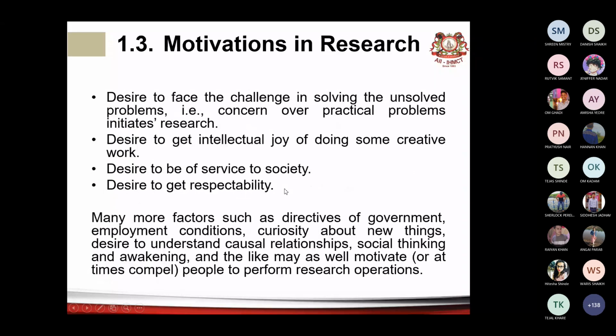Many more factors, such as directives of governments, a compulsion. If you're at a certain position, you will have to do research. Start working on it. That can be a reason. Employment condition. Say if you want a principal's post, you will have to. I'm giving you easy examples. Okay, I have to keep my job going, I better do a doctorate because I want my principal's position. Curiosity about new things. I gave you the example of Harappan and Mohenjo-daro cuisine. Desire to understand cause and relationship. The same cuisine, when they had it, they were healthier. So cause and relation.